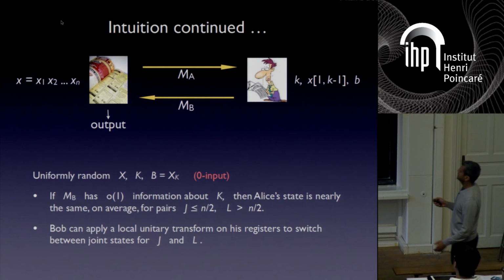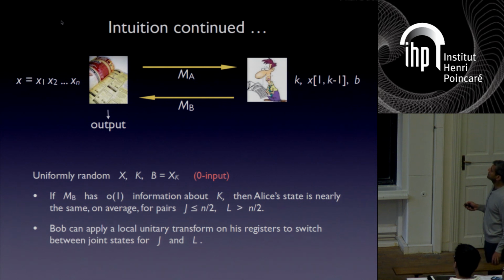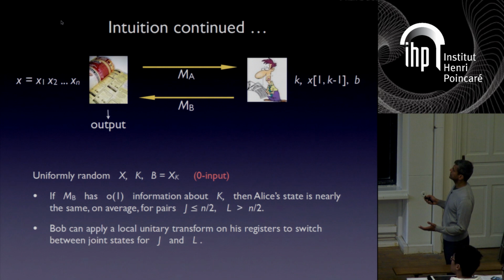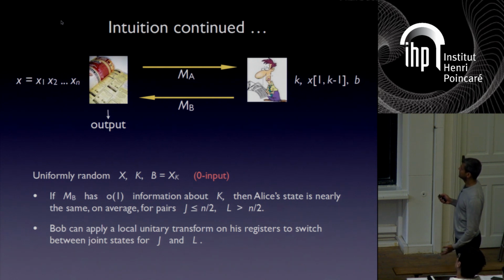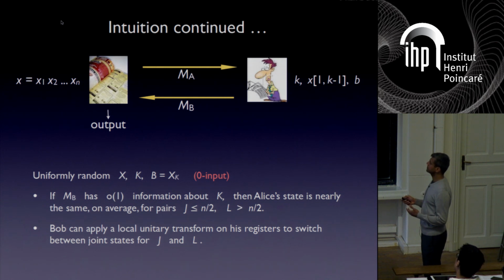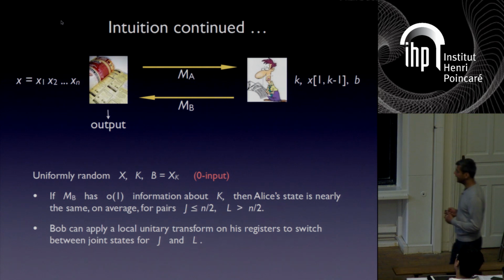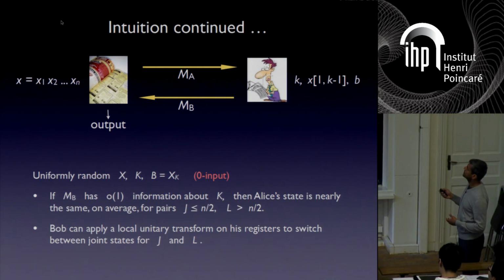What we can infer is that if MB has very little information about this index, then for a pair of indices J and L, one in the first half, the second in the second half, the messages, and in particular Alice's entire state, will look essentially the same, independent of the two inputs. And morally, similar to the previous case, it means that you can transform the joint state in the case of input J to be close to that for the input L by doing a local transformation on Bob's side.